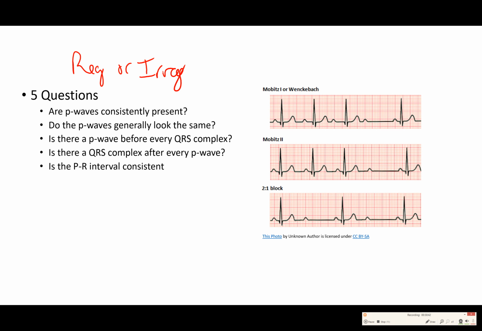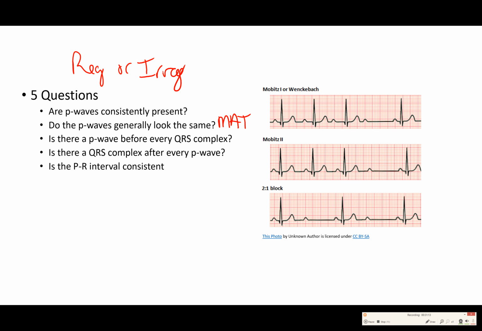The next question is, are there P waves consistently present? If the answer is no, and it's irregular, then that's atrial fibrillation. If the answer is no, and it's irregular tachycardia, then you've got a couple options. Could be SVT, could be atrial flutter, could be ventricular tachycardia. Then you ask, do the P waves generally look the same? Really, all you're looking for there is what we called MAT, multifocal atrial tachycardia.